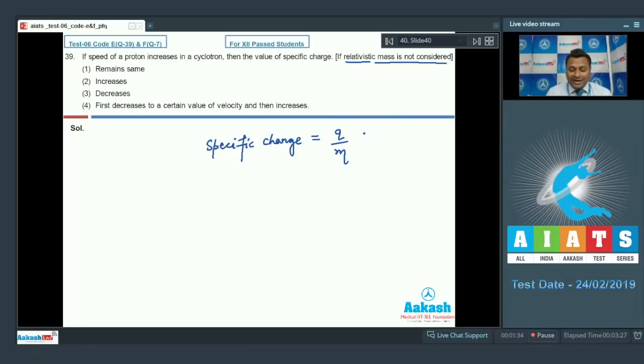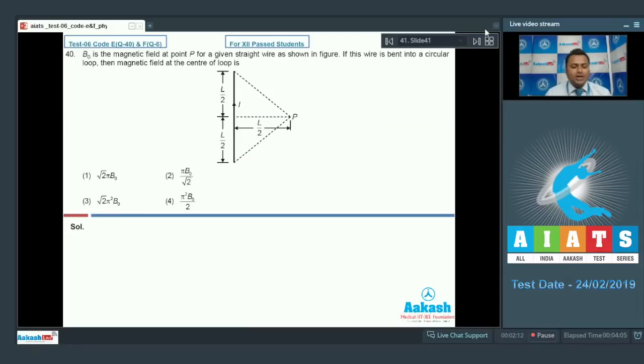Now we know very well that charge is non-relativistic in nature, meaning it does not depend upon the speed. On the other hand, it is already given in the question that relativistic mass is not considered, so this m will also be constant. Since q is constant and m is constant, we can say that specific charge is going to be constant. So we proceed with the first option. It will remain same.